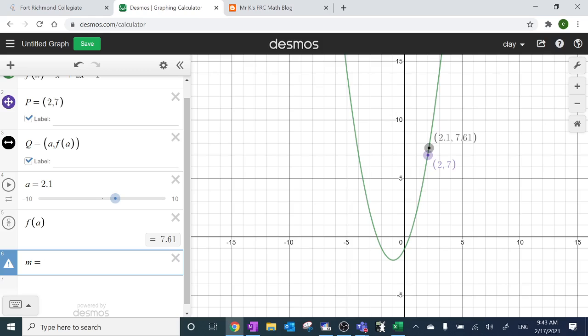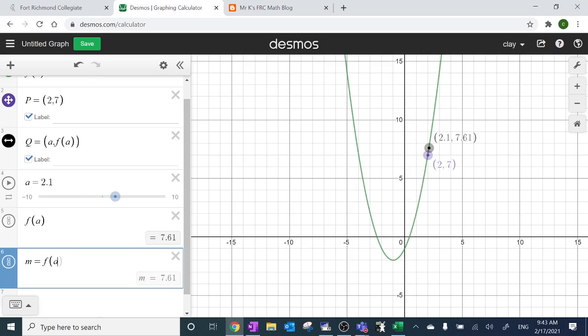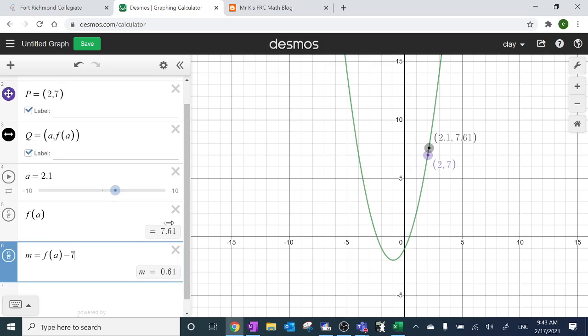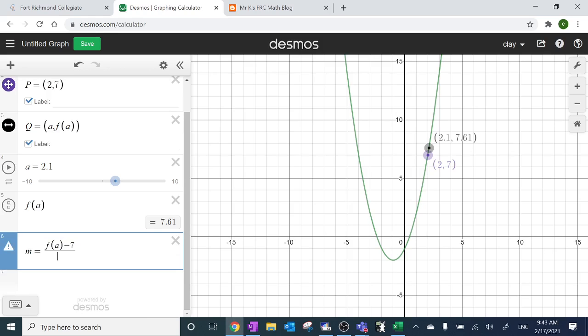So that's going to be f of a, and then y1 is 7, so I'll just go minus 7. And to make this a divide, highlight it, and then hit your division button, which is the slash. And there you go, it makes it an over. And then I want the x coordinate of point Q, which is just the number a, minus the x coordinate of point P, which is 2. And there we go. There's the 6.1.